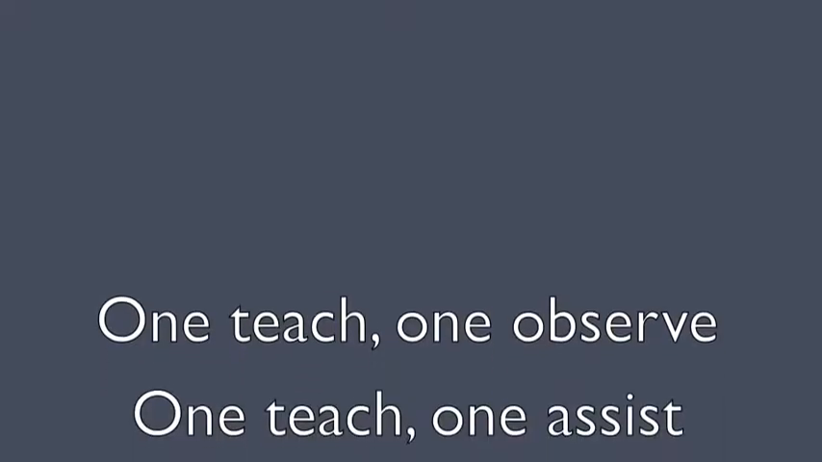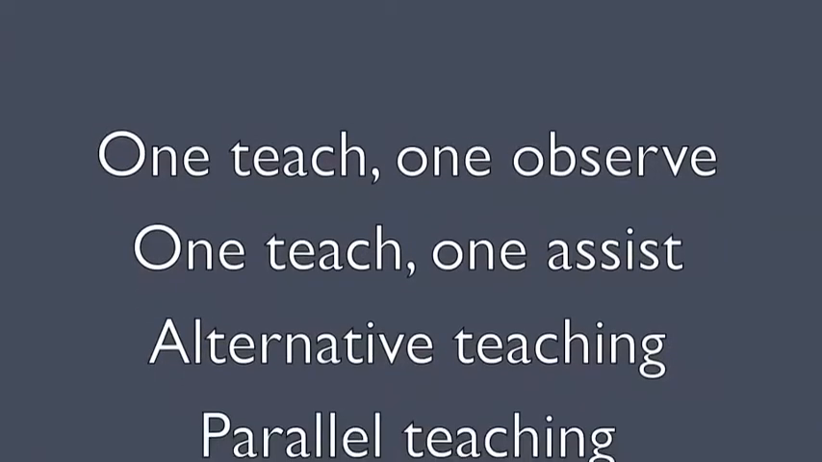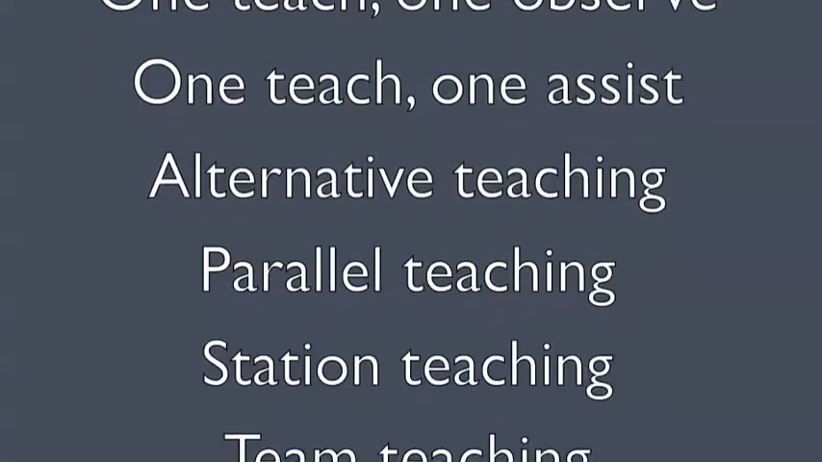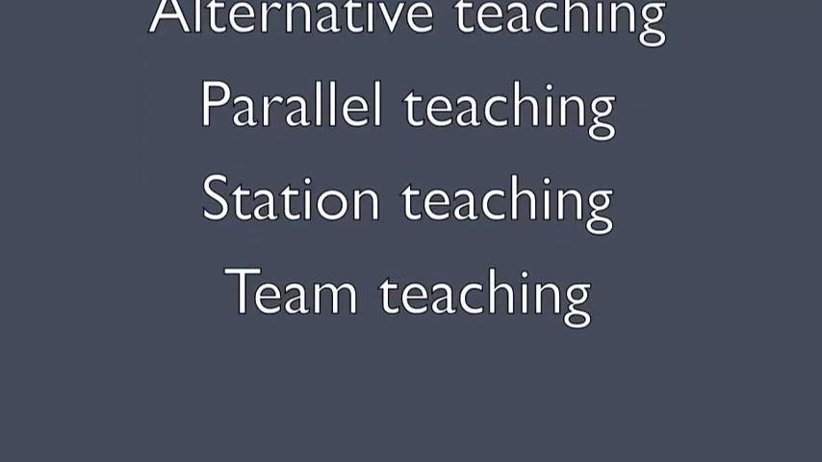So I'm going to talk about 6 co-teaching strategies that we used and the sequence in which the intern and I used them. So these strategies are: one teach, one observe, one teach, one assist, alternative teaching, parallel teaching, station teaching, and team teaching.